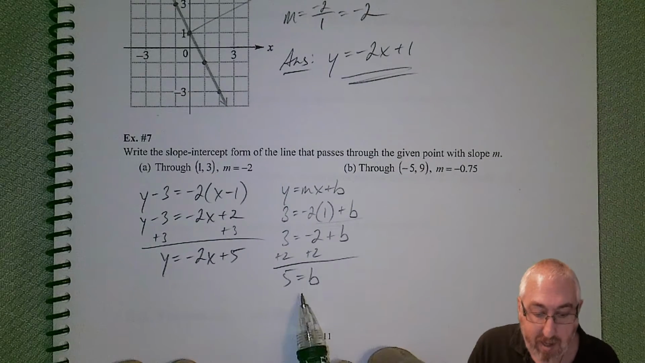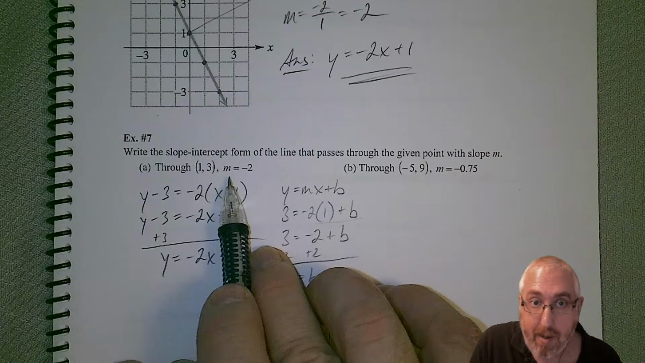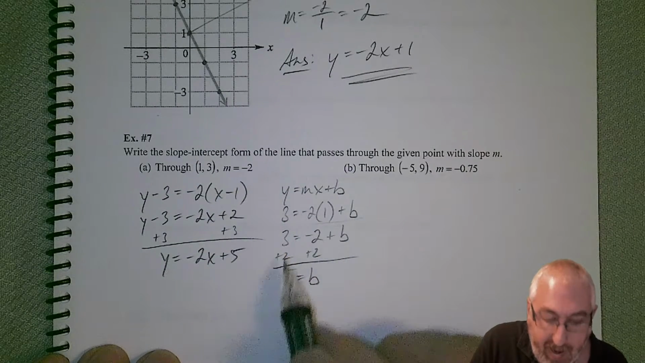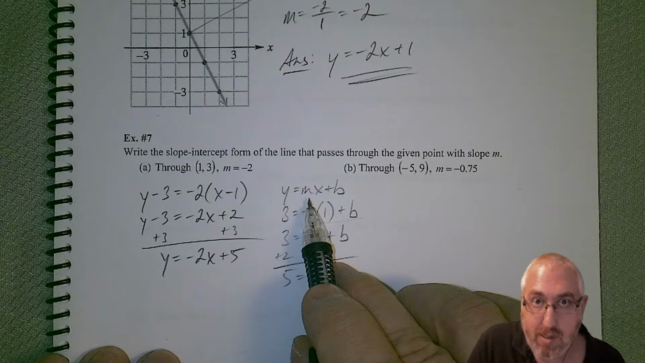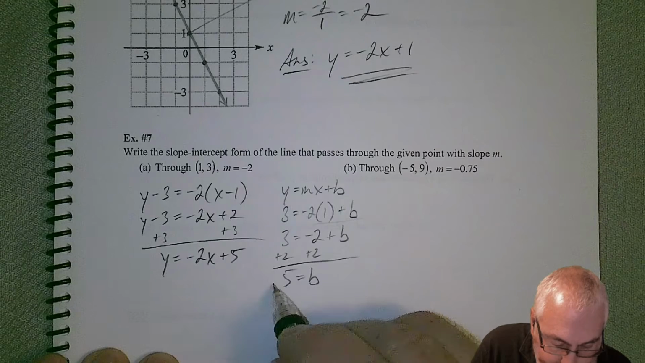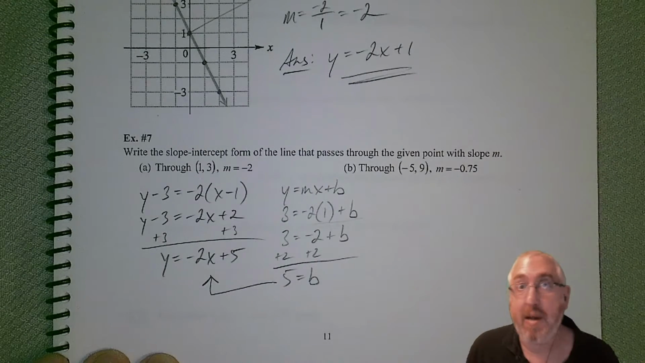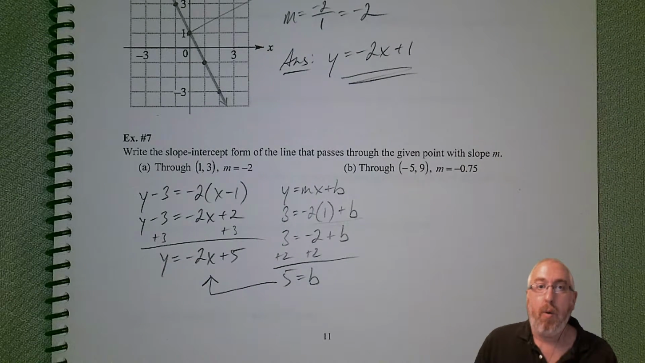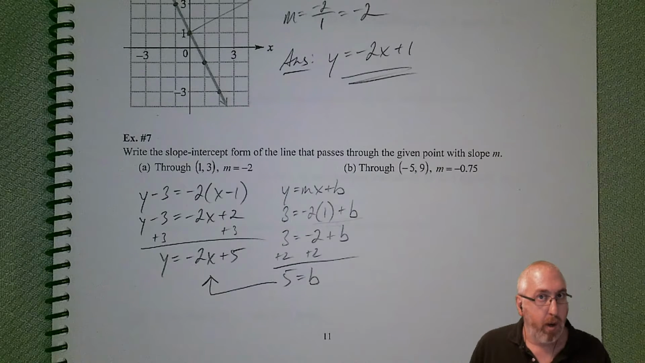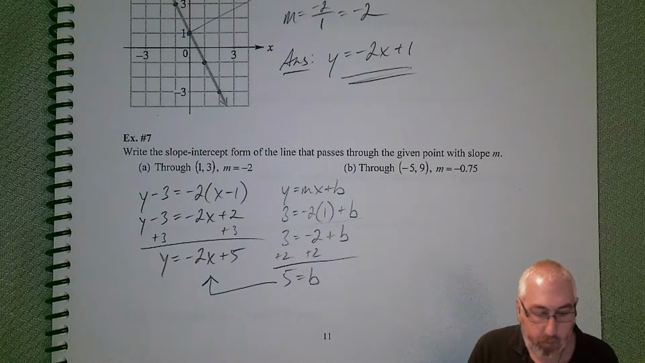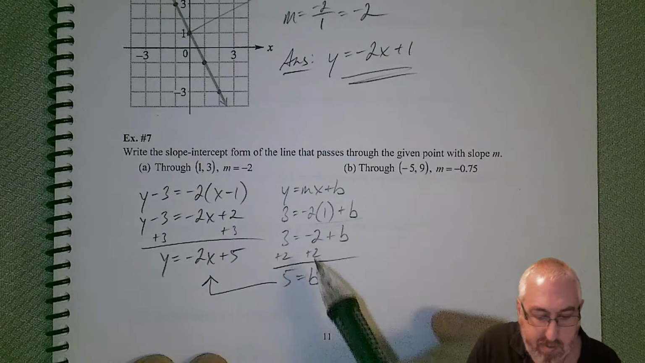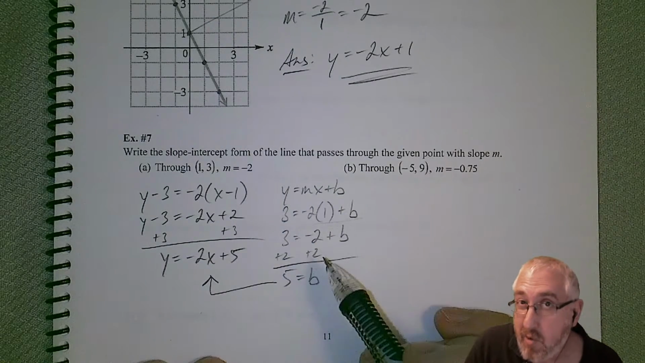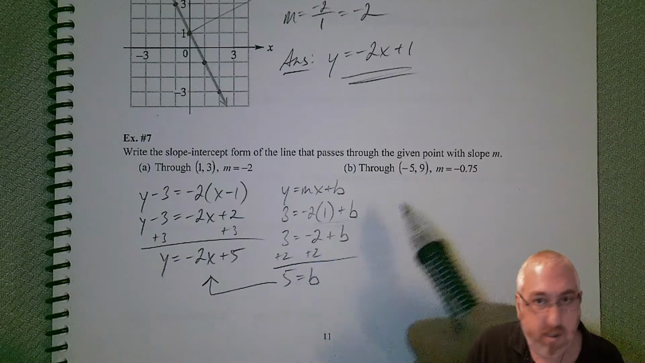So if we know what b is, and we know what m is, we can plug it all back into our original y equals mx plus b. And what do we get? Same answer. So either way you want to get to that final result is fine. Whichever one looks easier to you. Sometimes this is probably the easier of the two ways, but it's all up to you.